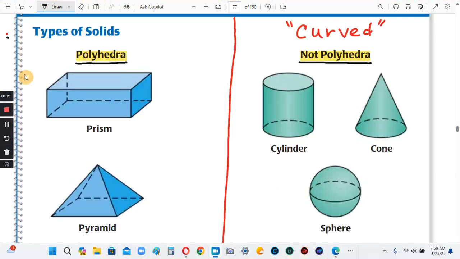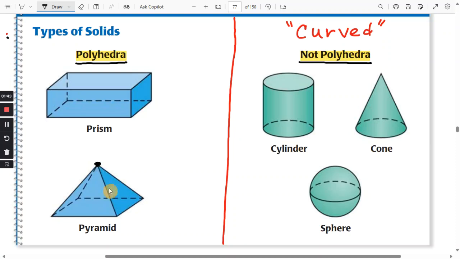So these are the types of solids. On this side, we have polyhedra. And why are these polyhedra? Because they consist only of polygons. This right here is a prism, and this right here is a pyramid. Notice that the pyramid's faces all meet at a certain point, at a vertex.